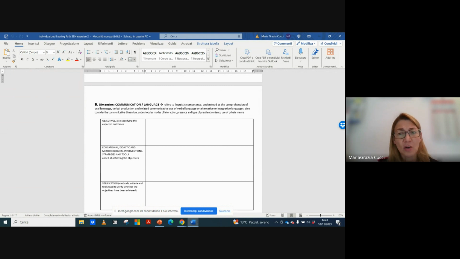So this is exactly what we can match from the first part of our meetings in order to find a special deepening knowledge of the competencies, of the new competencies that we can use inside the class with our students. And this is, for instance, one of the output: comprehension of oral language, verbal production, and related communicative use of verbal language or alternative or integrated languages.